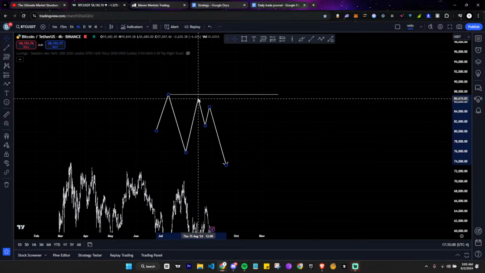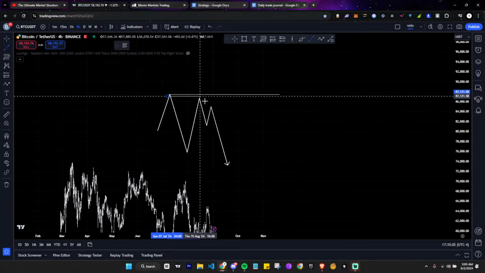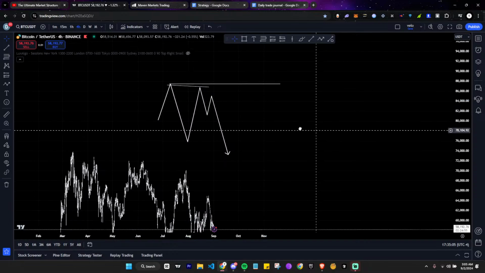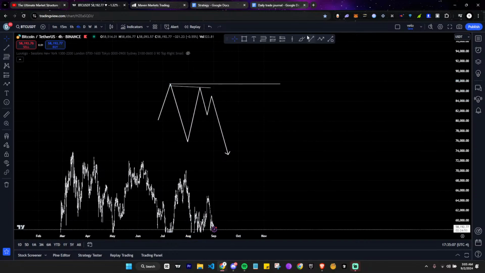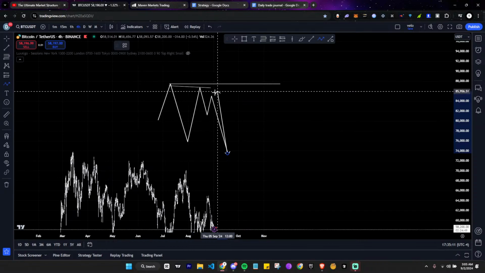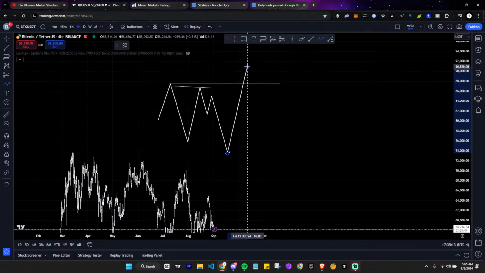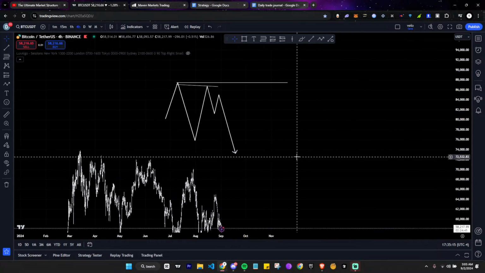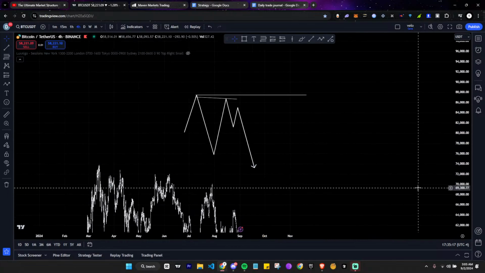Basically, if it fails right here, as you can see, this is a failure swing, which means there's going to be a lot of liquidity here, right? Which means price eventually can target all this liquidity over here, and then it can go and manipulate this high. Simple as that, okay?